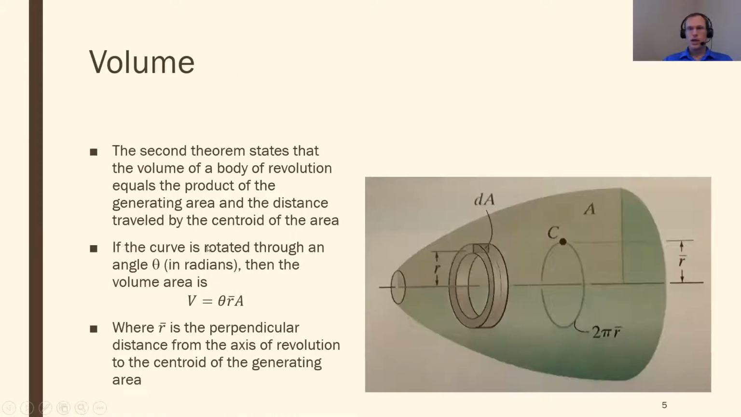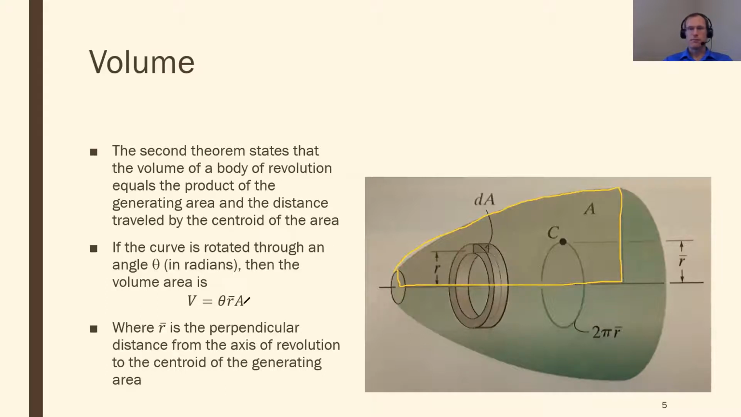Similarly for volume, in this case I'm not looking at the line, I'm looking more at the area. So instead of just having that line here, I want the entire area that I'm rotating through that angle. I have this area here, underneath that line, and that whole area gets rotated, and that's what gives me this volume that's shown in green. A very similar equation: to get that volume, I take whatever angle I rotate it through, again in radians, and multiply that by the centroid. In this case, it's the centroid of the area.